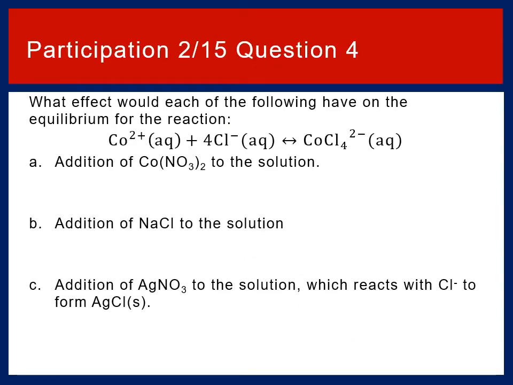Participation 215, question 4. What effect would each of the following have on the equilibrium for the reaction of cobalt 2+ reacting with 4 chlorides to yield CoCl4 2-? So kind of a complex ion here, but it's cobalt cations reacting with 4 chlorides to give you this cobalt chloride ion. So the three things are addition of cobalt 2 nitrate to the solution, addition of sodium chloride to the solution, and addition of silver nitrate to the solution, which reacts with chloride to form silver chloride solid.